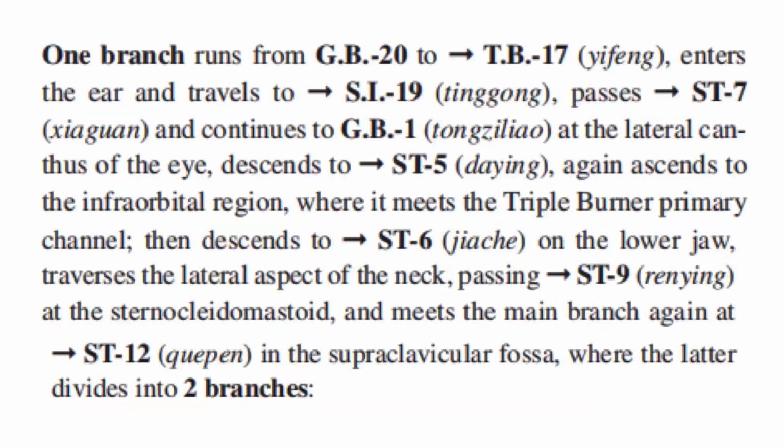One branch runs from GB20 to triple burner 17, enters the ear and travels to SI19, passes stomach 7 and continues to GB1 at the lateral canthus of the eye, descends to stomach 5, again ascends to the infraorbital region where it meets a triple burner primary channel, then descends to stomach 6 on the lower jaw, traverses the lateral aspect of the neck, passing stomach 9 at the sternocleidomastoid and meets the main branch again at stomach 12 in the supraclavicular fossa, where the latter divides into two branches.